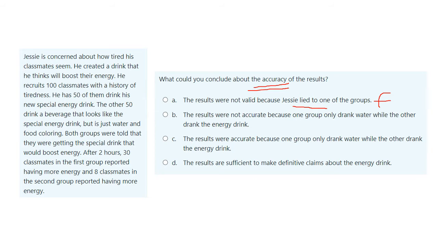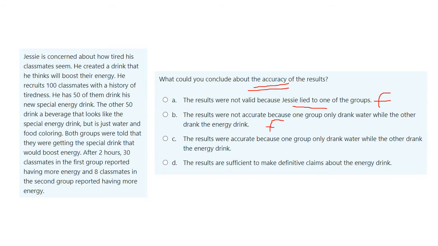B, the results were not accurate because one group only drank water while the other drank the energy drink. No, that makes the results more accurate. This is the control group, the normal group, compared to the new special energy drink group. If the new group reports having more energy than the control group, then you can conclude that the special energy drink is working. So that is why this is very important to do.